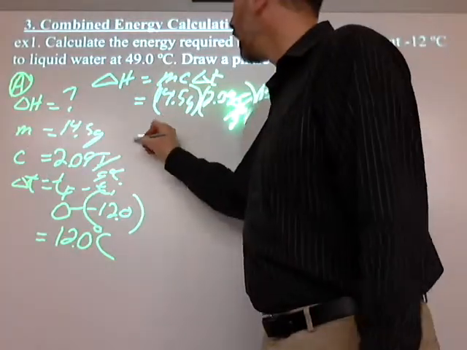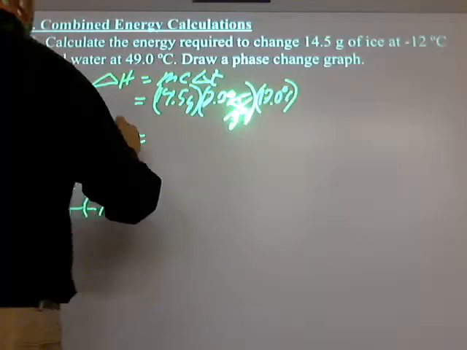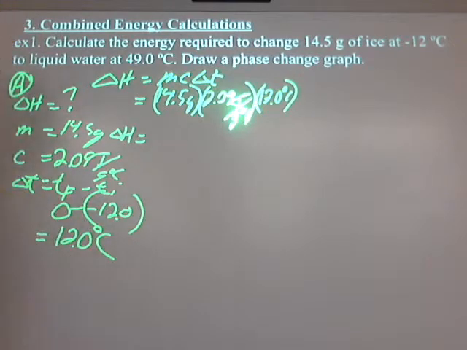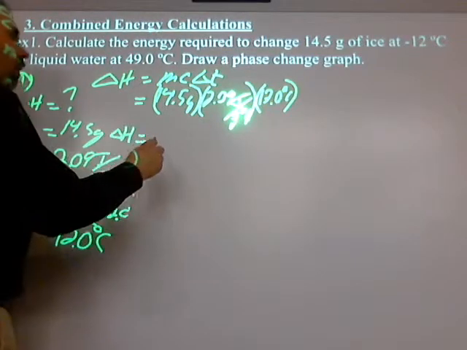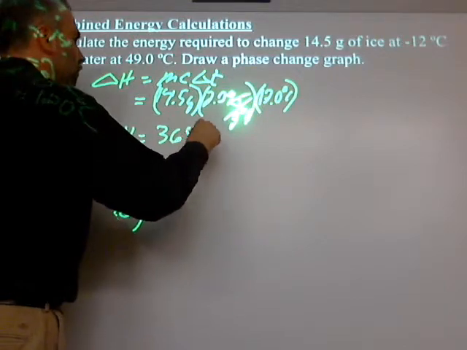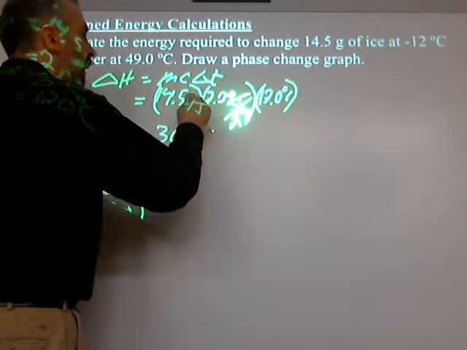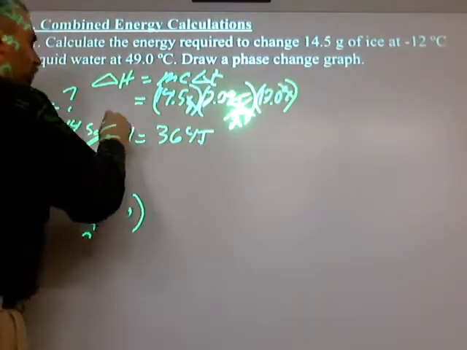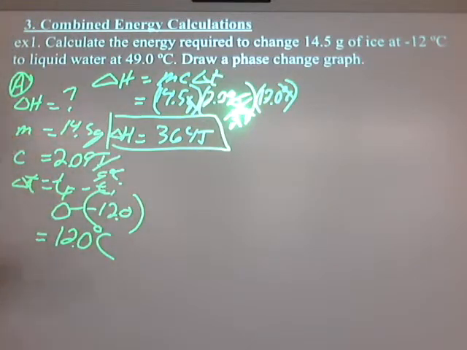All right. What do you get for that? What's your delta H for this? What'd you guys get? 364? Is that what you said? I heard 364 joules. Because remember, grams cancel, degrees Celsius cancel, 364 joules. That's the answer to part A. Is that right? Yeah. Okay. All right. So there's part A.